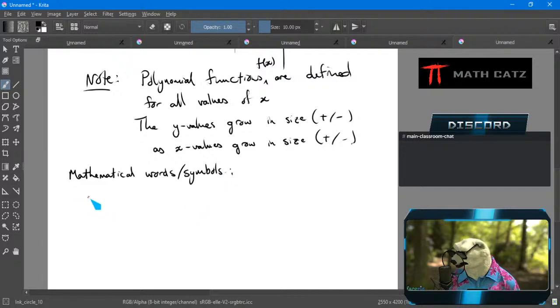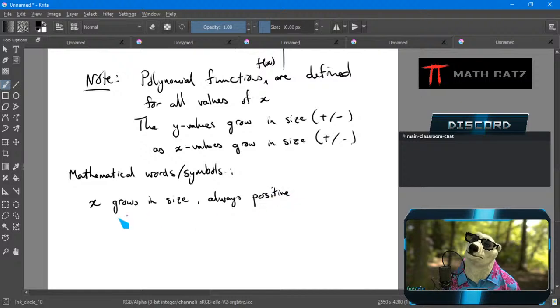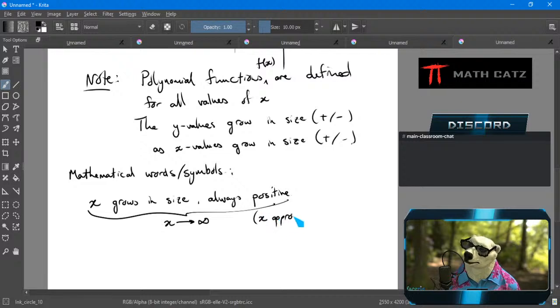So if we say x grows in size, always positive. I'm trying to make the words in English as simple as possible so that we understand what we're saying. We're going to represent that by x, that's my variable name, then an arrow, and then infinity. And we will casually say x approaches infinity.